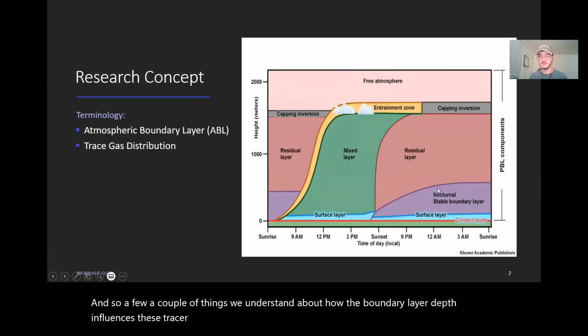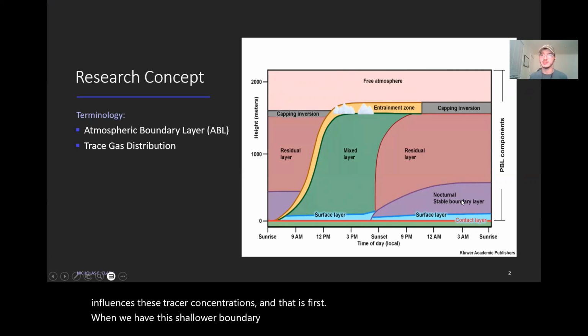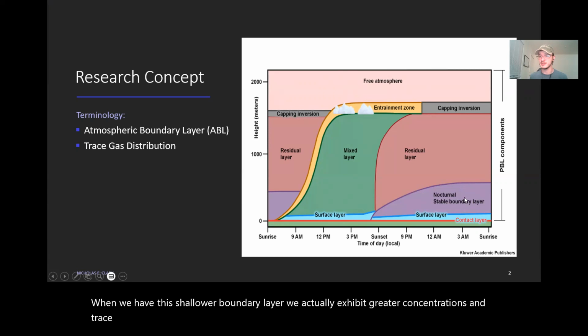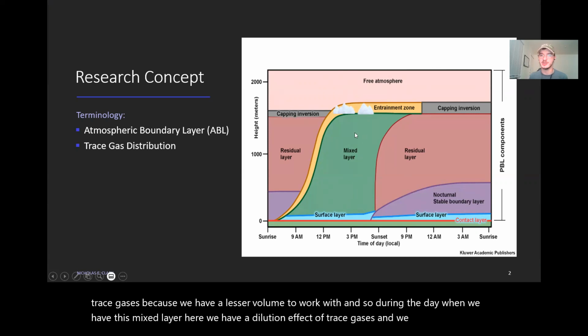First, when we have a shallower boundary layer, we actually exhibit greater concentrations of trace gases because we have a lesser volume to work with. During the day, when we have this mixed layer here, we have a dilution effect of trace gases and we see lower concentrations.